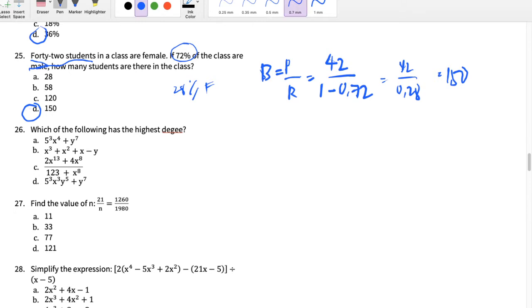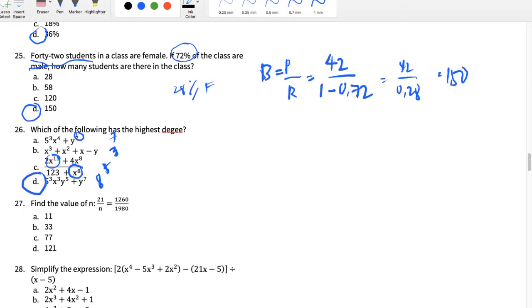Number 26. Which of the following has the highest degree? Okay, may typo. Degree. So, here, ang degree natin here would be 7. Okay, kasi ito. X cubed, x squared, x, y. Ang degree natin here is 3. How about here? May 13 sa taas, pero meron kang 8 sa baba eh. So, ang degree natin here should just be equal to 5. Okay? How about letter D? Our degree here is, ito 8, ito 7, so 8. So, ang merong pinaka-highest degree would be letter D.